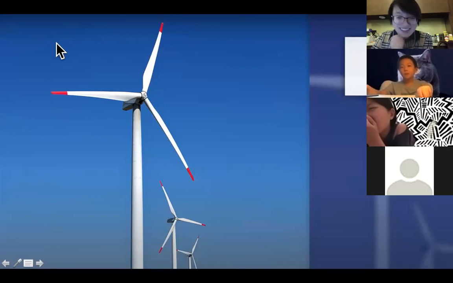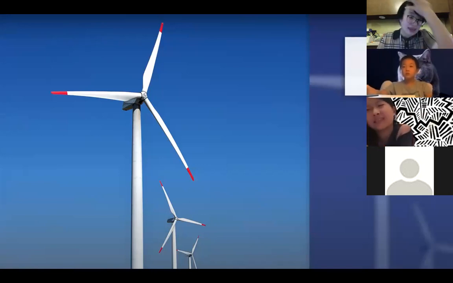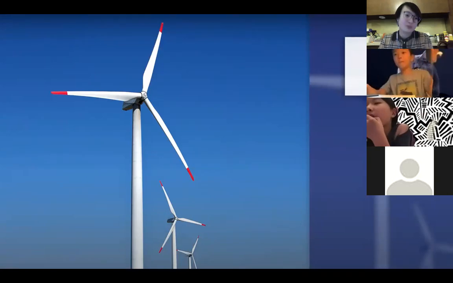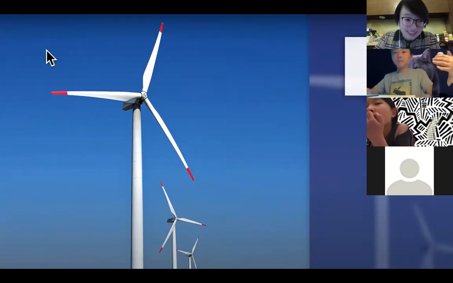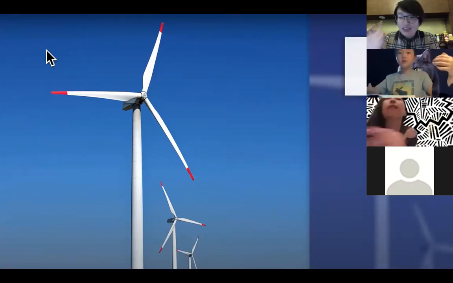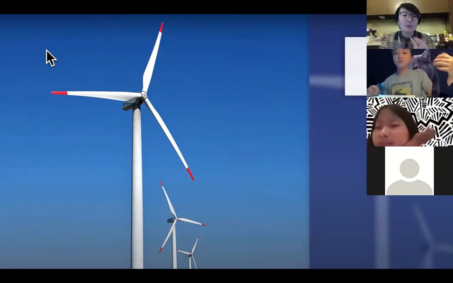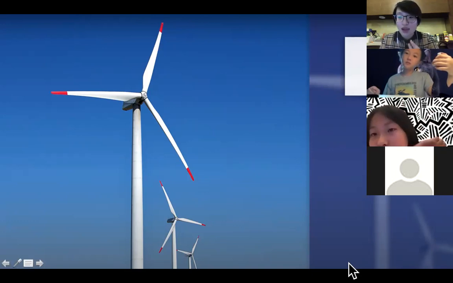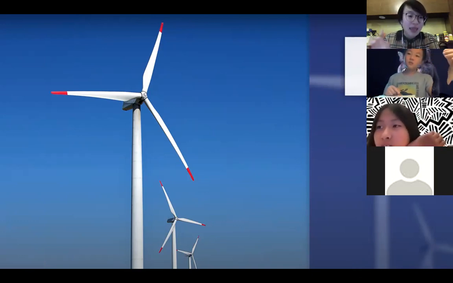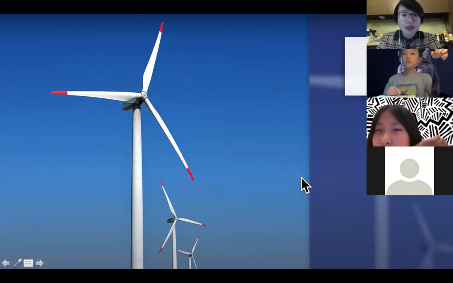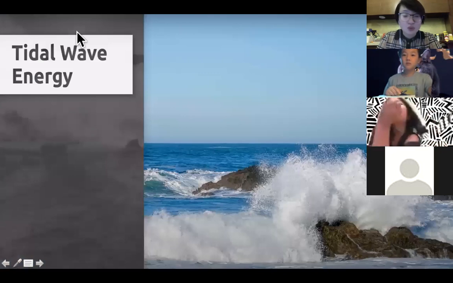Eolic. Can you try to pronounce eolic? Eolic energy. Good, Edwin, good for you. It's called eolic energy, but basically it's energy from the wind. The wind will drive the blades to turn so it can transform the energy from the wind into electric energy. So next one.